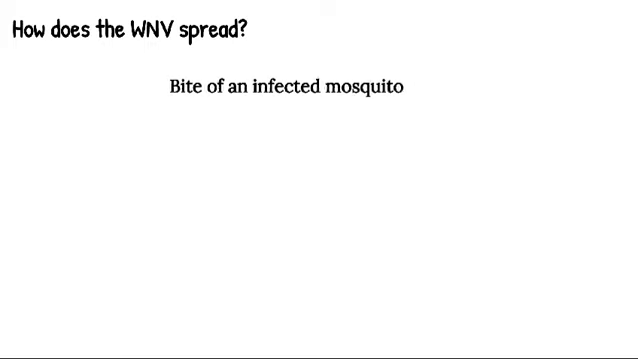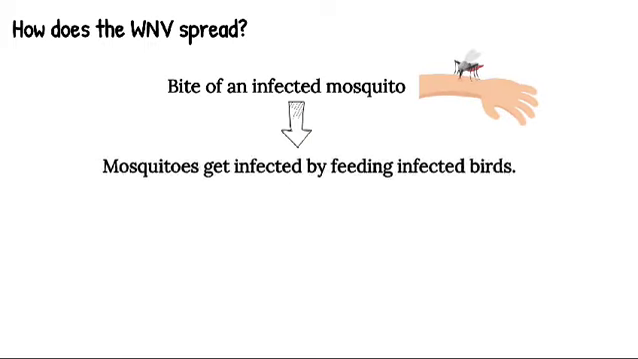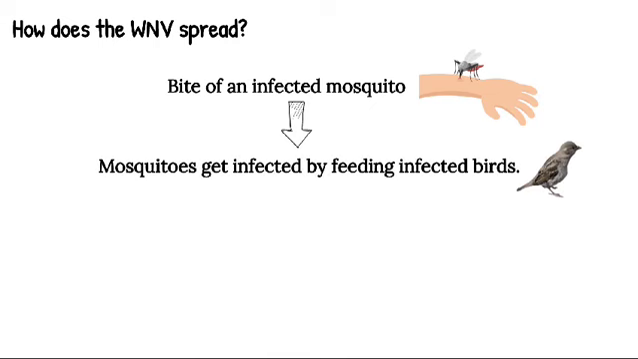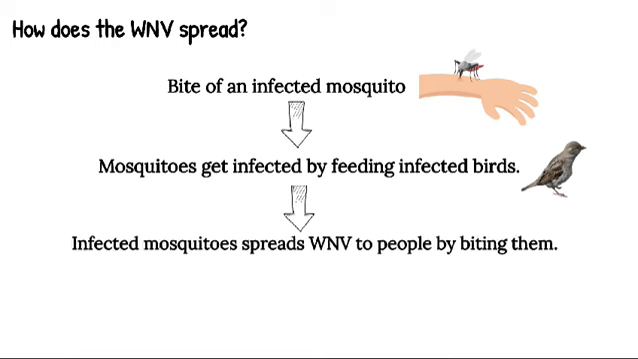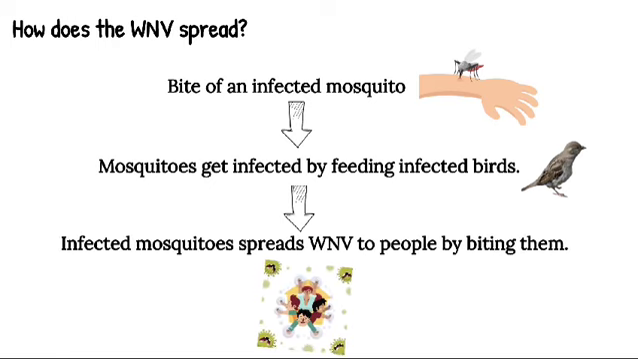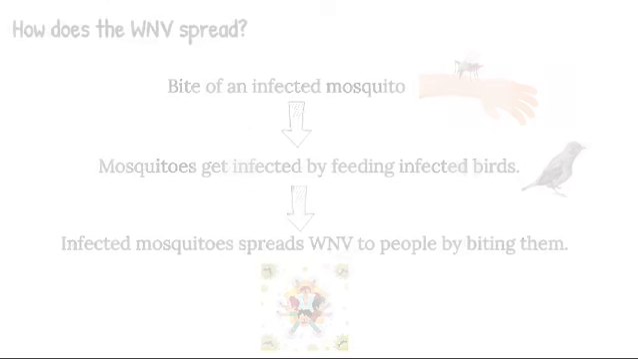How does the West Nile virus spread? West Nile virus is most commonly spread to people by the bite of an infected mosquito. Mosquitoes become infected when they feed on infected birds. Infected mosquitoes then spread West Nile virus to people and other animals by biting them. The incubation period is usually 2 to 6 days after getting bitten, but can be up to 14 days. To date, no human-to-human transmission of WNV through casual contact has been documented, says the WHO.